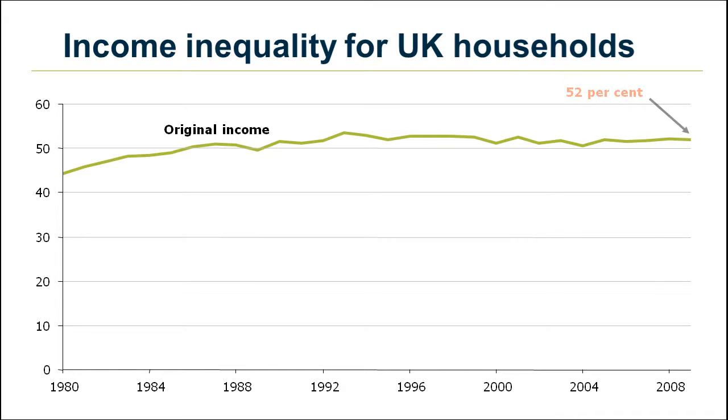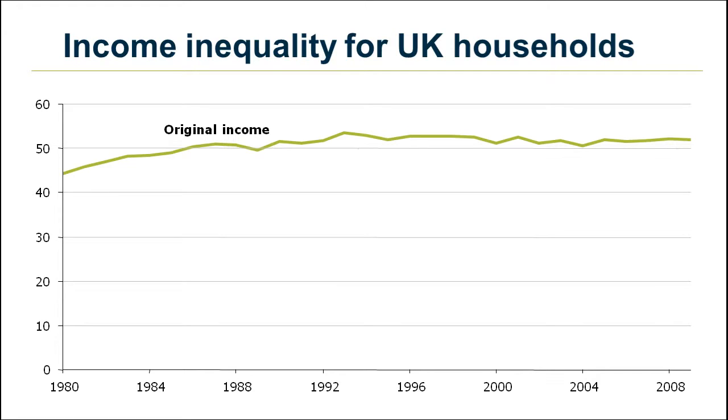All of the increase in inequality happened during the 1980s and early 1990s. This increase was mainly caused by faster growth in wages and salaries for the richest households compared with the poorest. Since the early 1990s through to the latest period, the level of inequality of original income has remained quite stable.